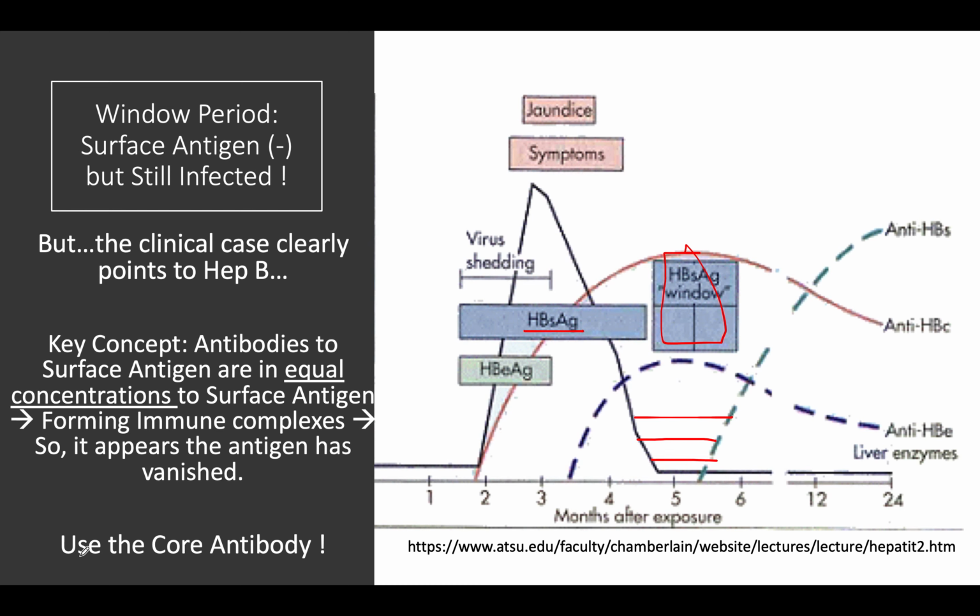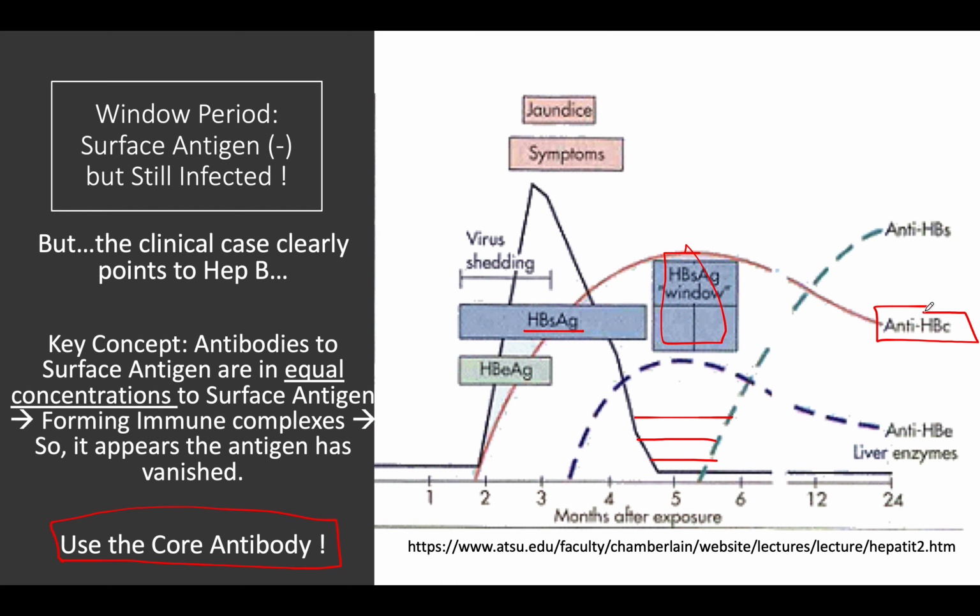Well, this is the situation where the core antibody comes to save the day. If you look over here, the core antibody, at the same time this window period is approaching, reaches its peak. So if you see that the serology still says that the patient has a positive hepatitis B core antibody, then the patient is still infected with hepatitis B and we are in the window period.